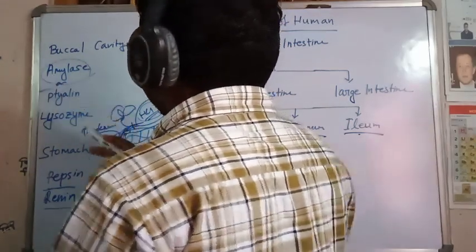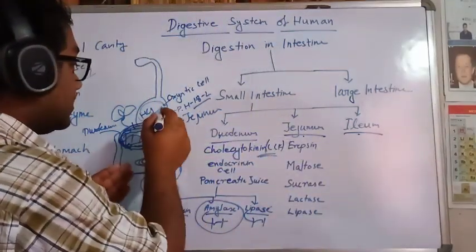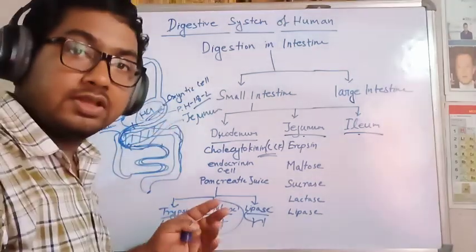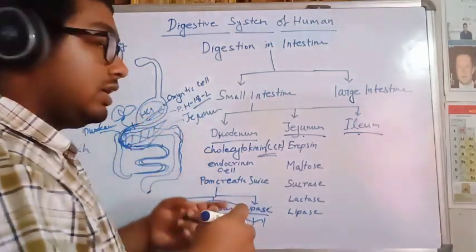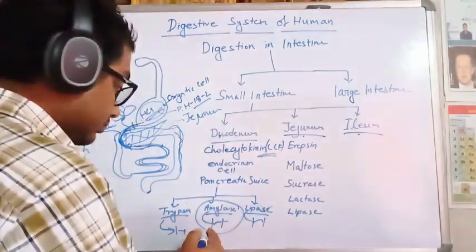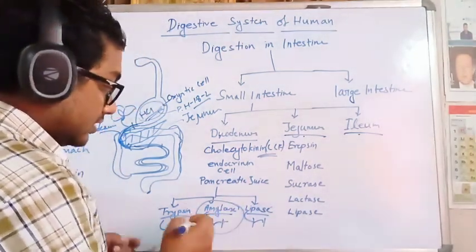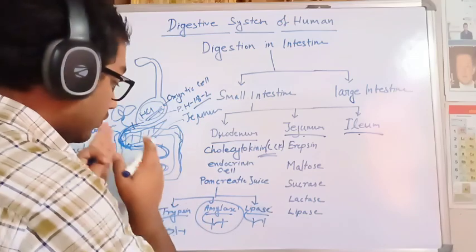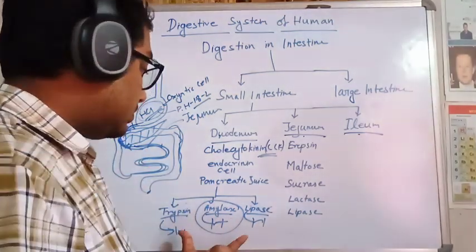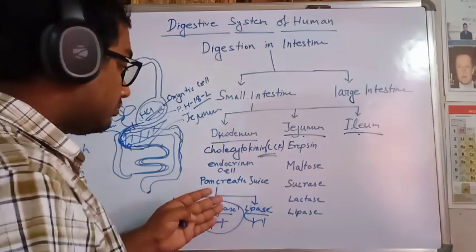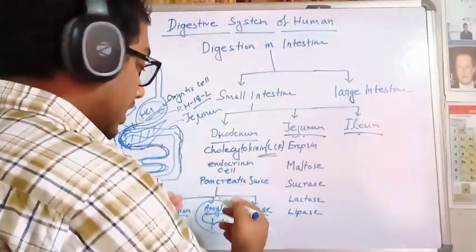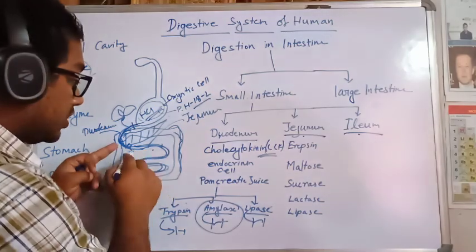Amylase is also found here, and also in the buccal cavity. I said that in the HCl, because of the acidic medium, amylase stopped its working. Then again amylase does its remaining work here in the duodenum, along with the pancreatic and bile juice, and after that the food comes to the jejunum.